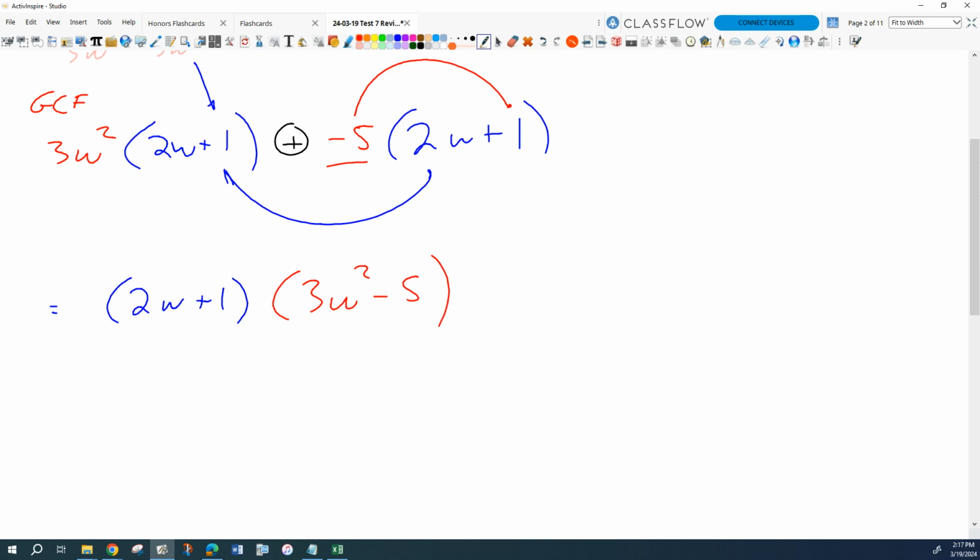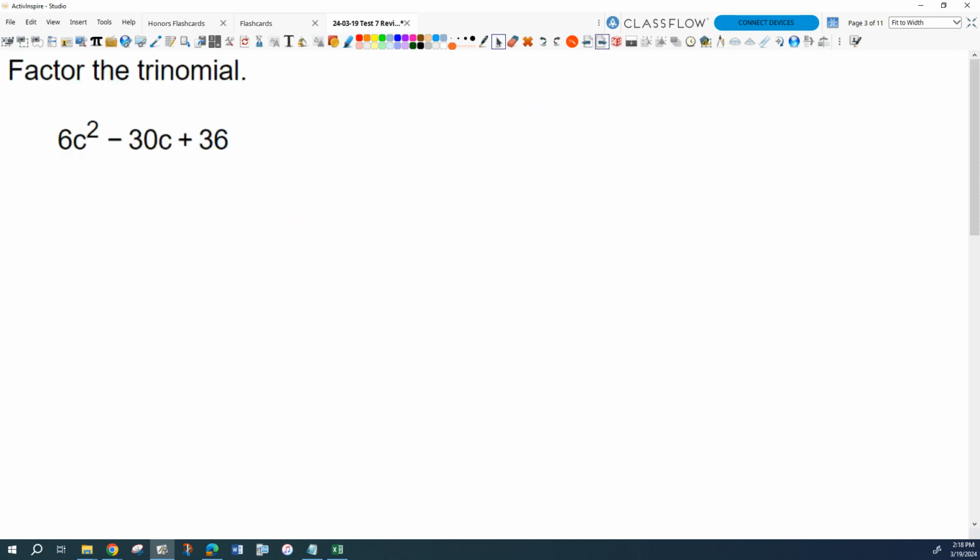We can't, because it looks like it's trying to be a difference of squares, but look at my perfect squares list. 5 is not a perfect square, and 3 is not a perfect square, so we can't go any further. We're done. Okay? All right, good stuff.